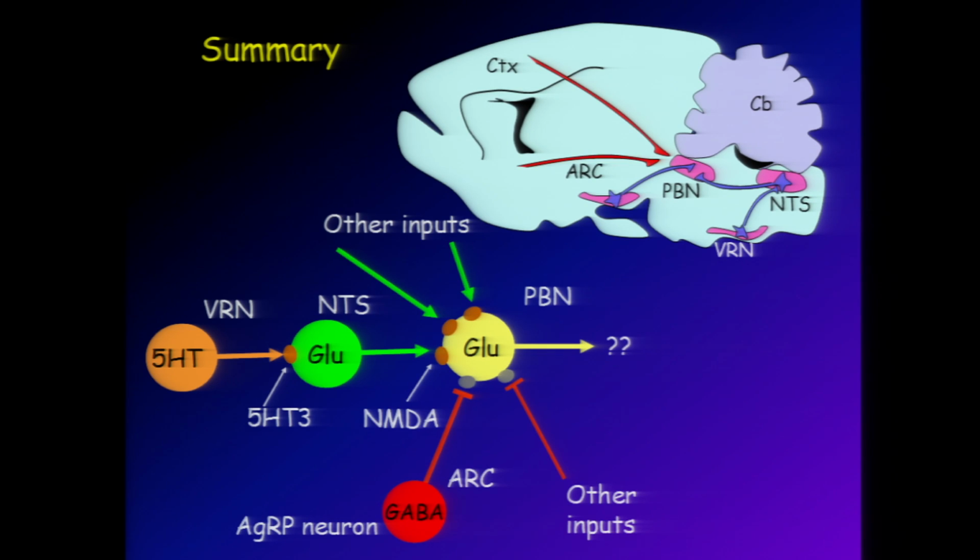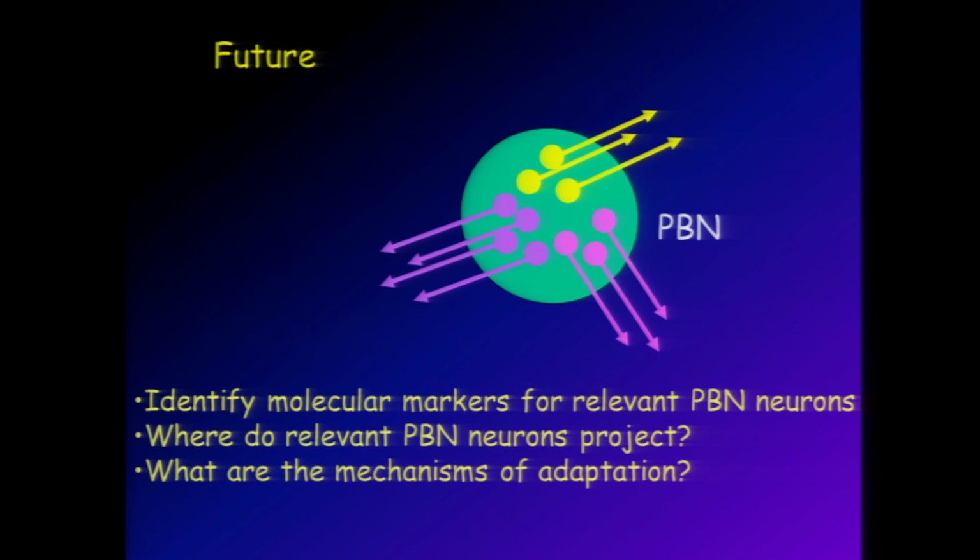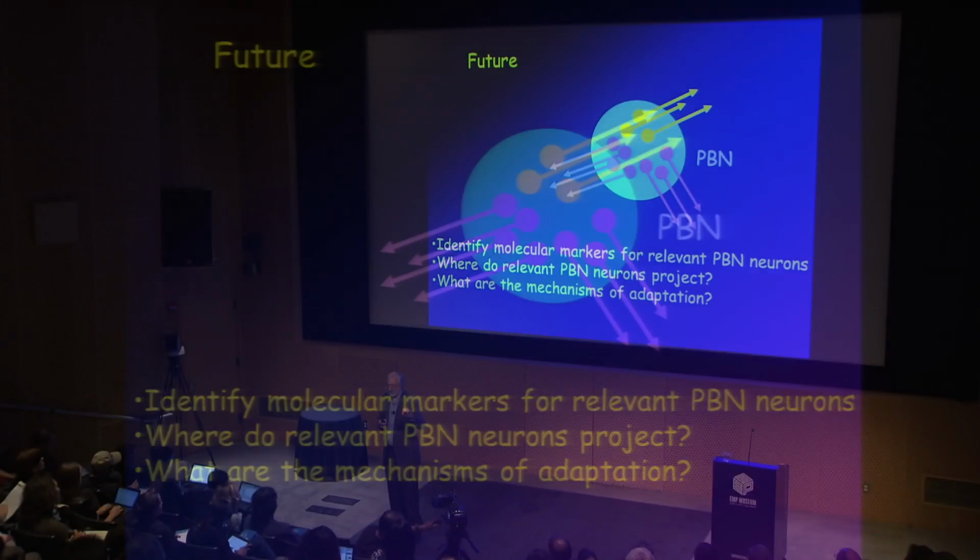And so there are other inputs that need to be mapped. We're currently in the process of doing that. And for the future, the parabrachial nucleus, like the cortex that you heard about today and other brain regions, is incredibly complex. There are lots of different neurons in there, and likewise in the NTS, lots of different neurons. We need to identify the specific cells within the parabrachial that are mediating the anorexia.